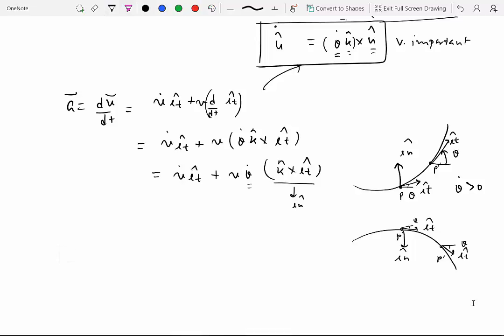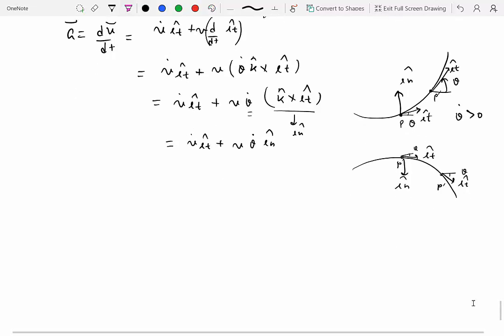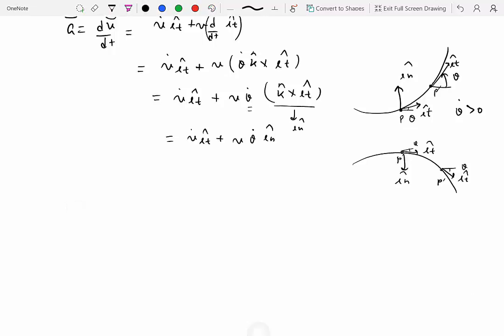So what do we get as a result over here? This is v dot et hat plus v theta dot en hat. Okay, so we have theta dot over here, but theta dot is not a very good quantity for us because we are really looking for a relationship between velocity and the radius of curvature. So let's see if we can change this.